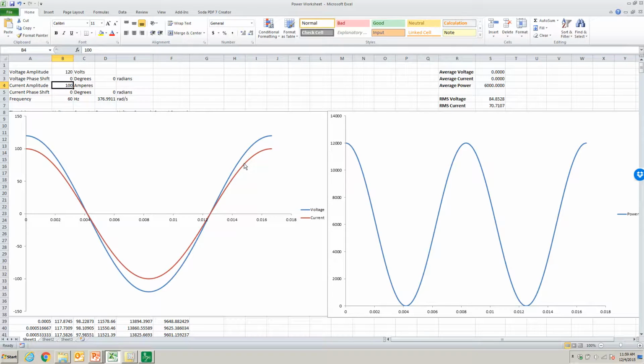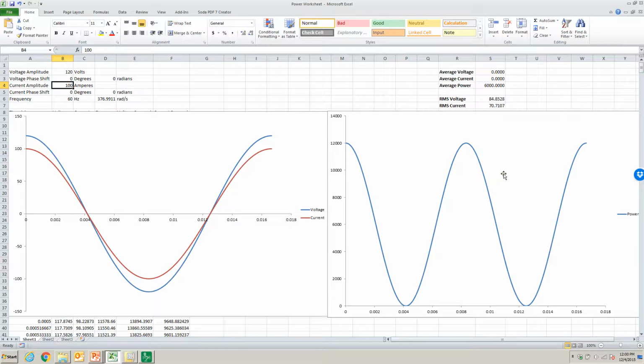So we have a representation on the left-hand side of voltage, which is the blue line, and current through an element, which is the red line. Right now, both the voltage and the current are in phase with each other, so there's no phase shift between the two of them, which means that we have a purely resistive circuit.